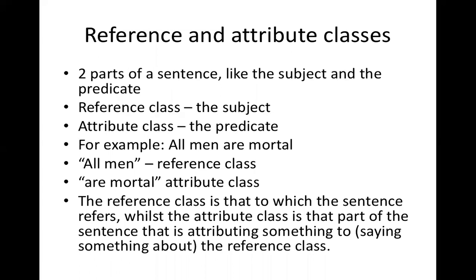Now, all men is the reference class. Are mortal is the attribute class. The reference class is that to which the sentence refers. If you know that part of the sentence to which the sentence is making a reference, that's the reference class. And then the attribute class is that part of the sentence that is attributing something to or saying something about the reference class. So one part of the sentence is that part that the sentence is referring to. The other part is the part that is saying something about the reference.